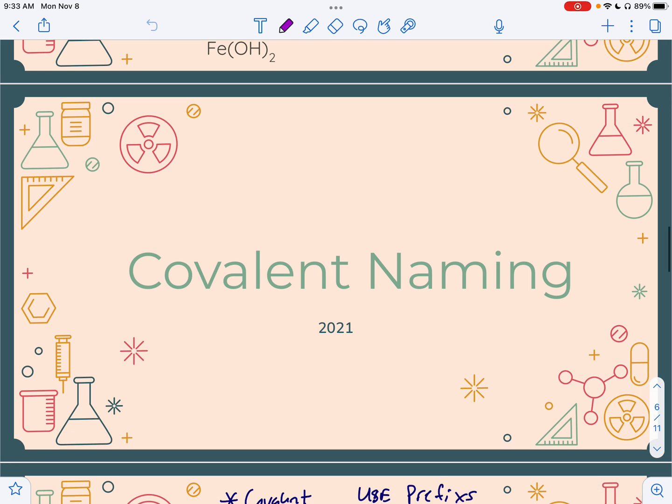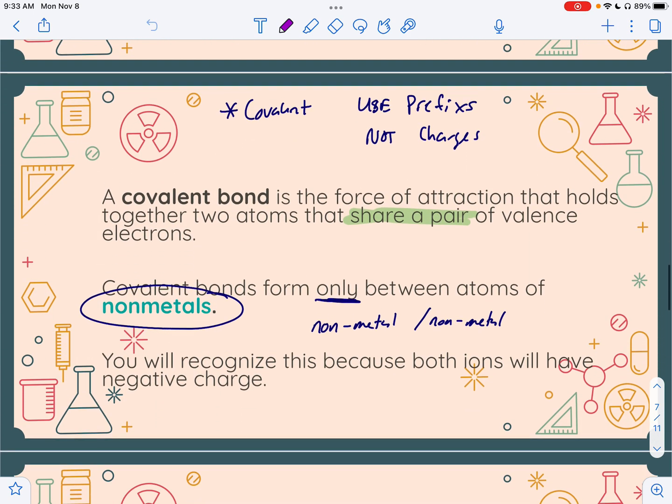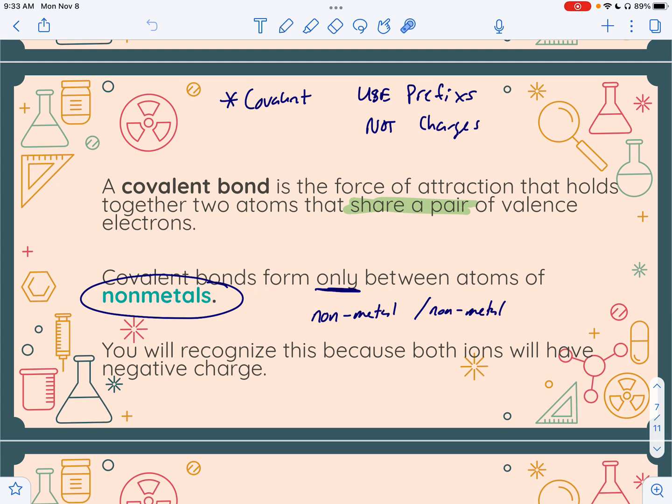In this last video I want to talk you through the covalent naming process that we went through in class. So if we look at a covalent bond, we're going to notice some differences. A covalent bond is a bond, or a glue, that holds two atoms together that share a pair of electrons. Remember, in an ionic bond they're transferring their electrons, but a covalent will share.